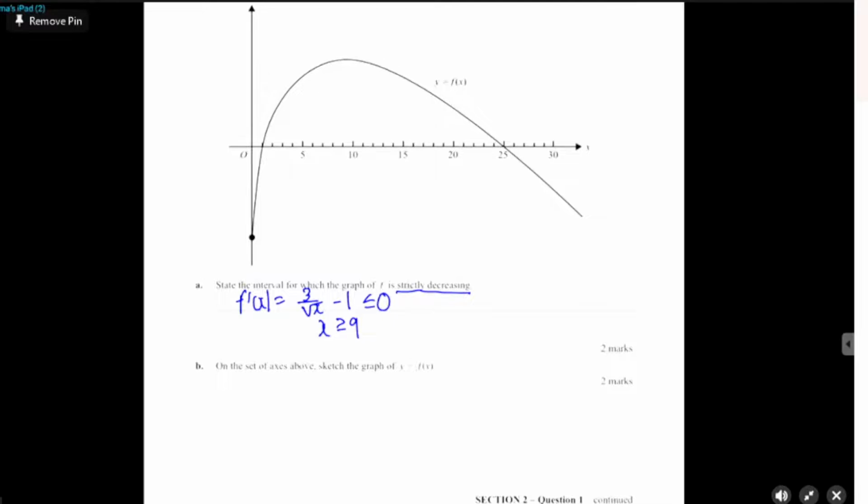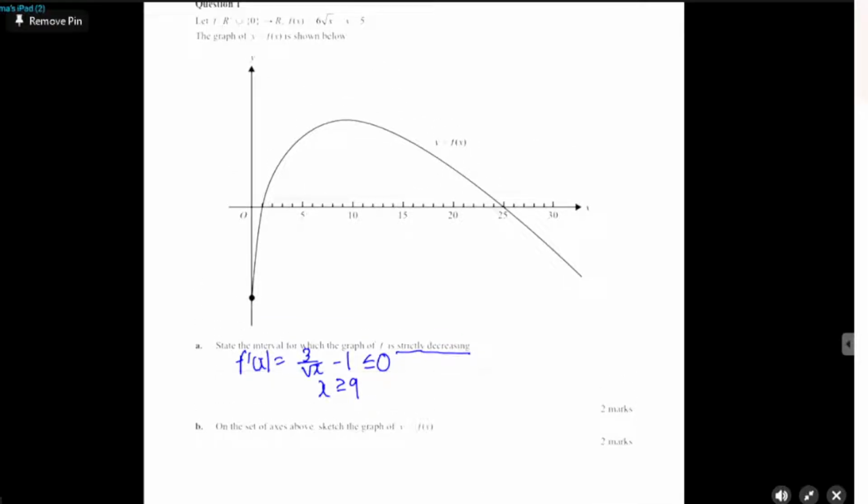And then on the set of axes above, sketch y equals mod fx. We know that what mod does is that it just reflects the graph in the positive direction. So this negative part becomes positive, and you're just doing that. And then this part, same goes. So there.